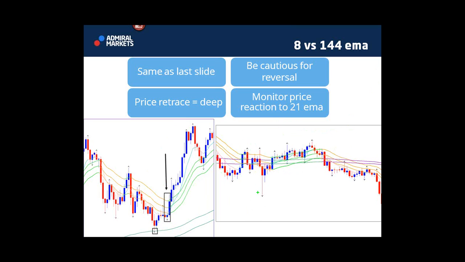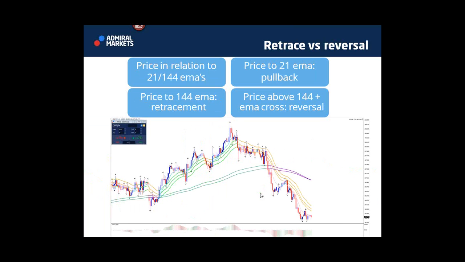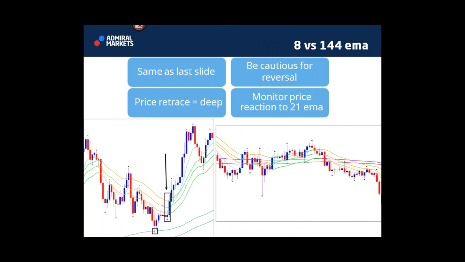All right, there's no shame in exiting and then rejoining the trade if it still goes our way. As long as we're not revenge trading, that's good. All right, so that's the 8 EMA versus 144 EMA.